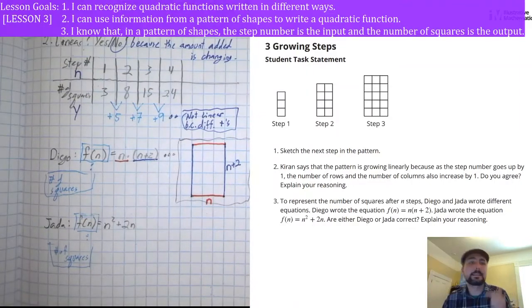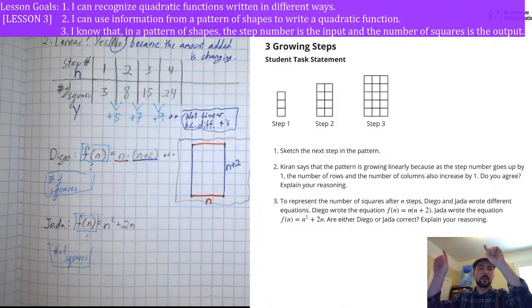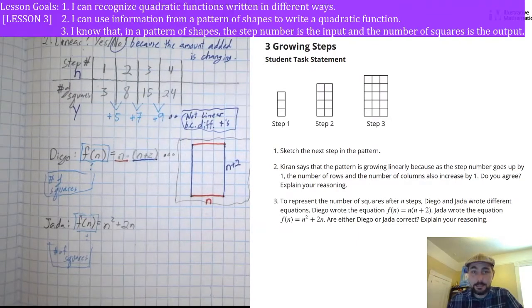And this is exactly what's going on for learning goals 1 and 2, right? I can recognize quadratic functions written in different ways, and I can use the information from a pattern to write a quadratic function. If it's not clear, a quadratic function is anything with a squared term in it. So everything we've been doing today has been looking at quadratic functions. Did you get that?